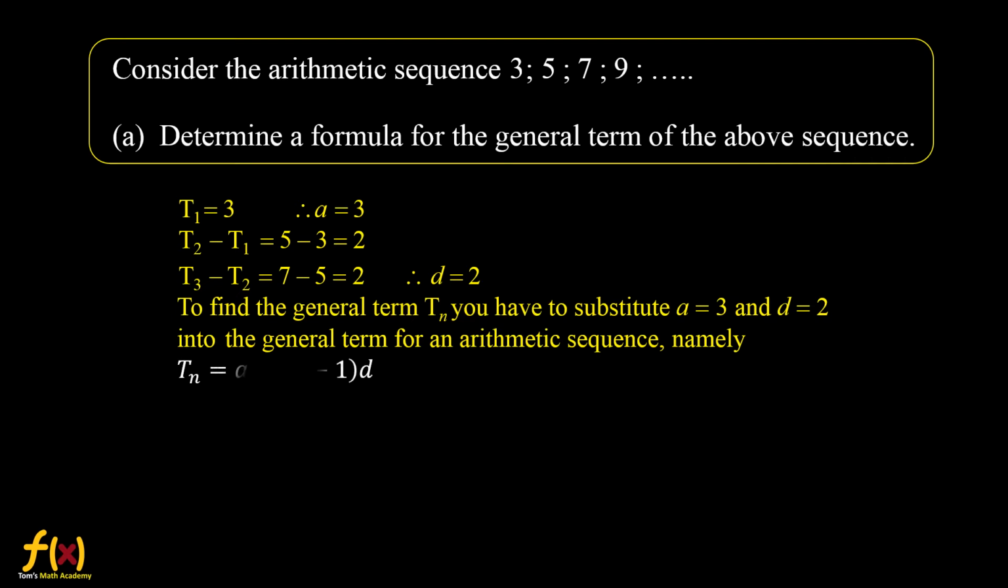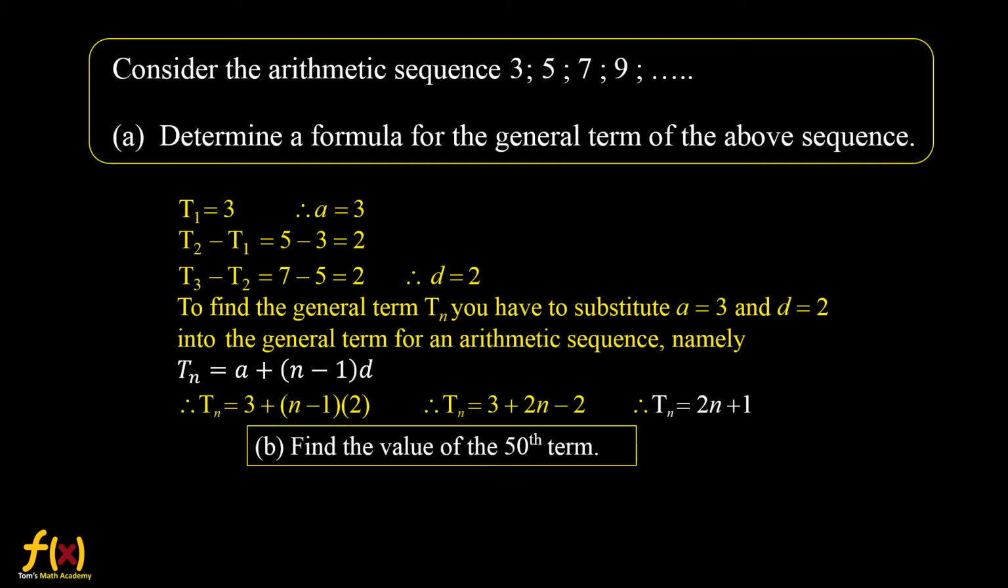Now we apply the formula there, substituting the numbers very carefully. Tn equal to 3 plus (n minus 1) times d. d is 2. We get Tn equal to 2n plus 1. Question B. Find the value of the 50th term, T50. We have the nth term, so we can calculate any term. So T50 is equal to, substitute 50 in the place of n, we get 101.